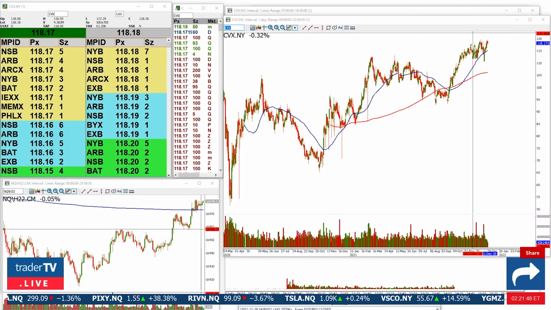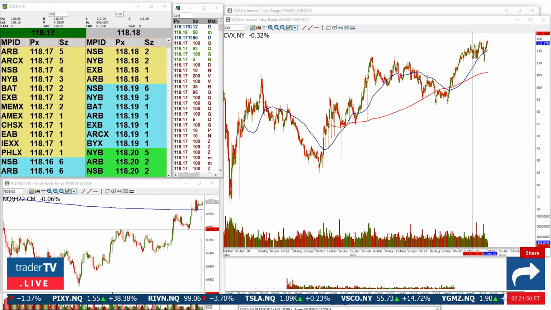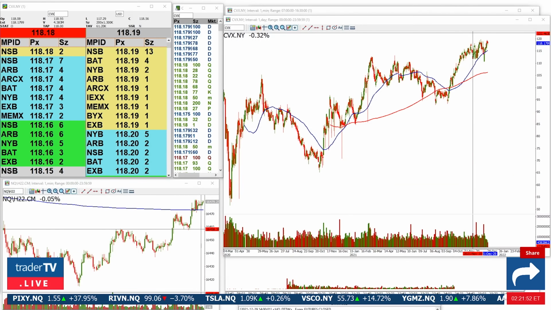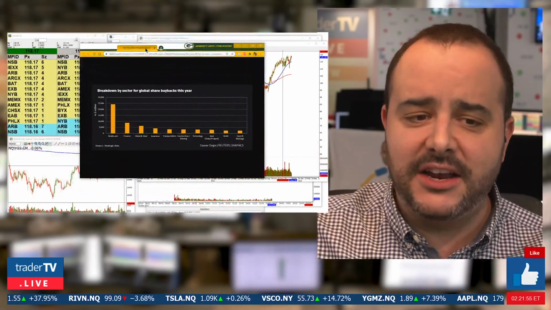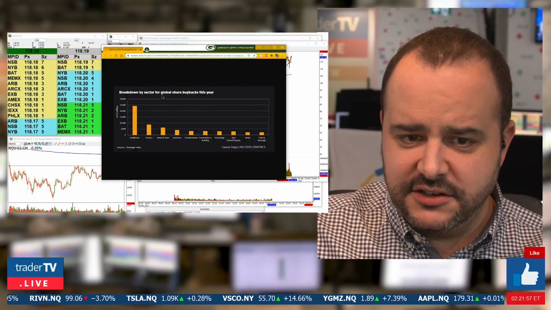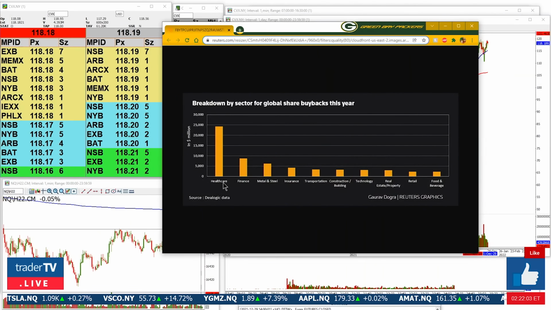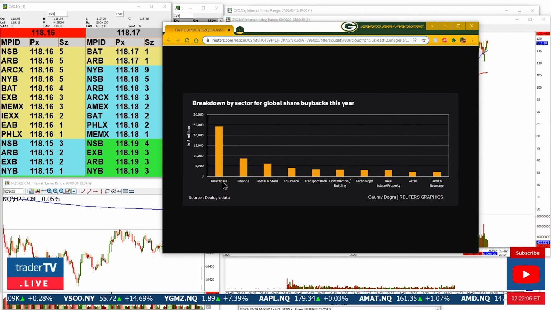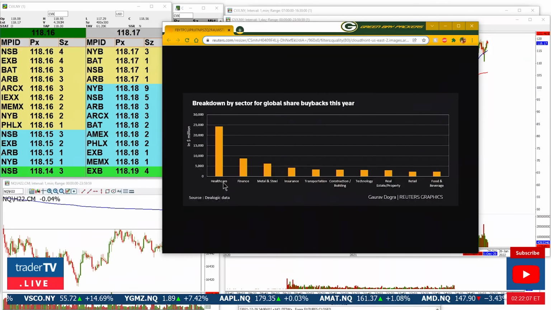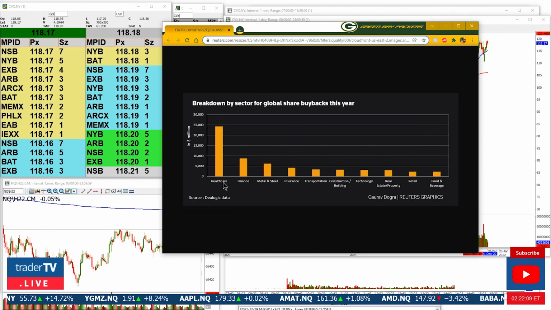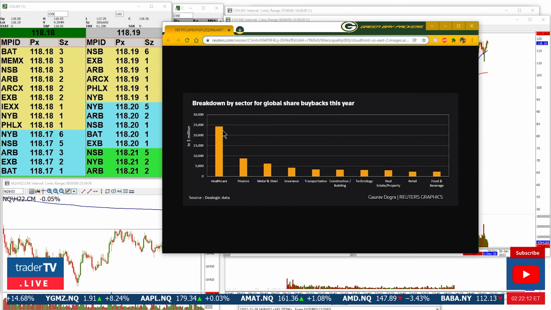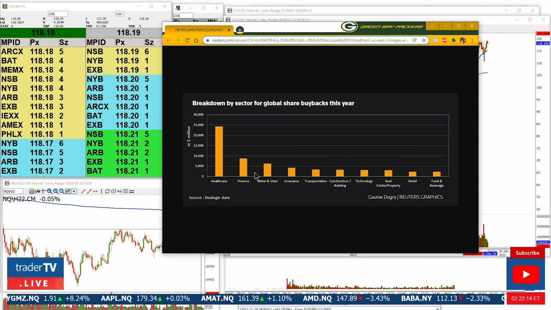So again, what that means is a company is going into the market and putting their own capital to work and buying back shares. I broke down here global share buybacks this year for 2021. As you can see here, healthcare is the number one. A lot of companies over this pandemic have been able to raise capital. They have a lot of cash. And really, if they don't know what to do with it, why not just buy your shares back? Put the money to work in the market.